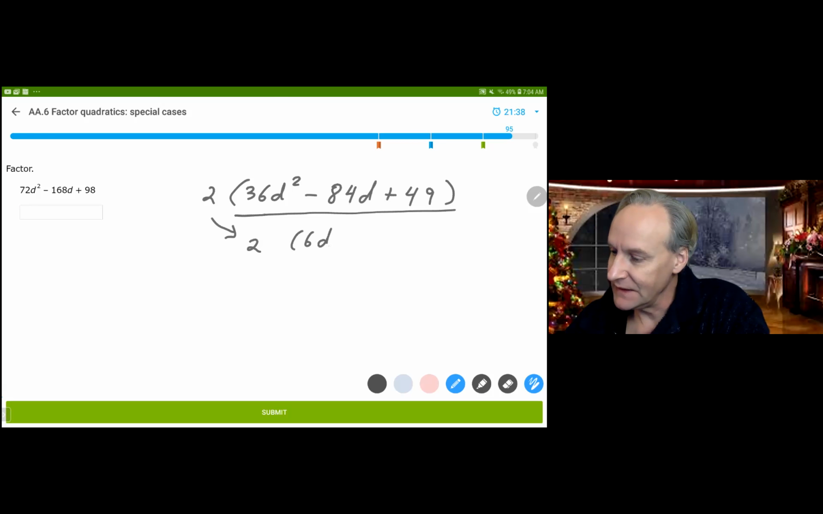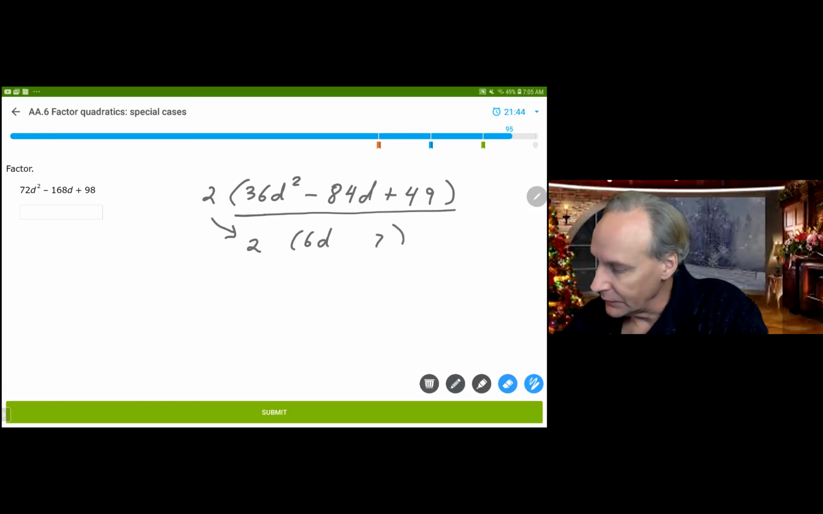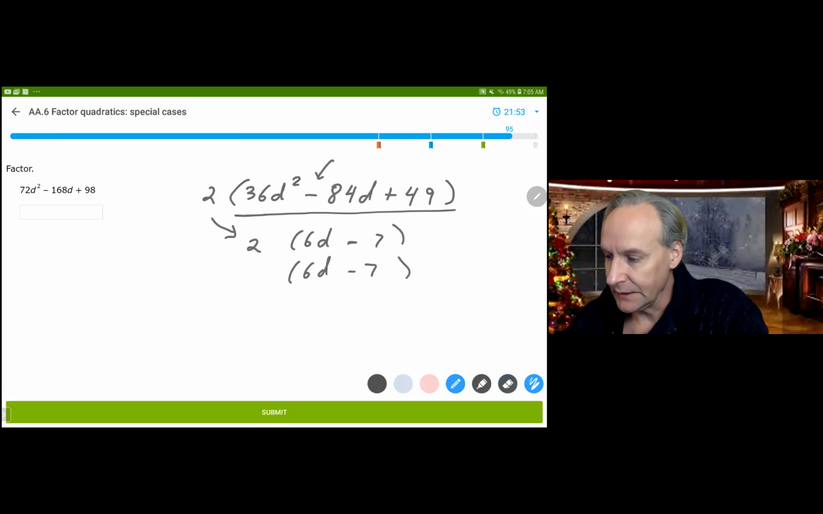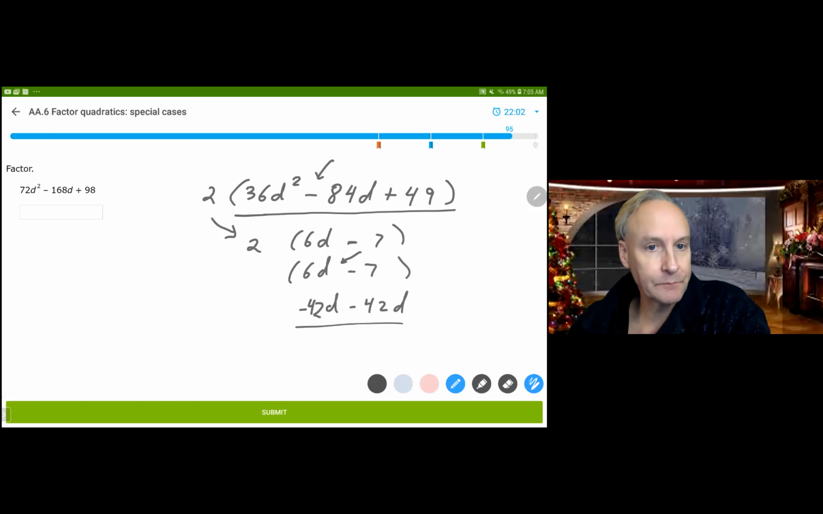We've got a 6d possibly plus 7. Oh, minus 7. Don't forget to check the middle term, huh? And a 6d minus 7 maybe. Well, let's see. That is negative 42d and a negative 42d. And sure enough, that's a negative 84d. So there they are. So 2 times 6d minus 7 quantity squared.